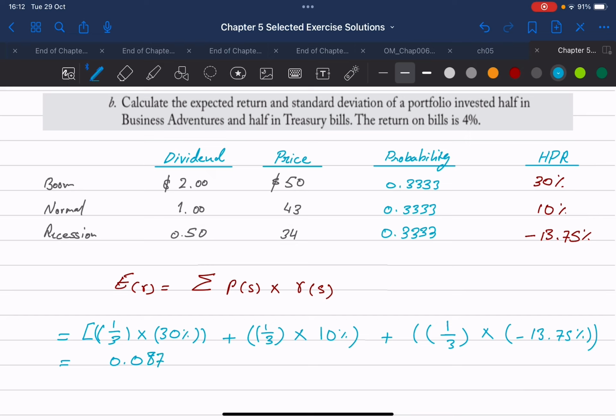Sorry, let me fix that. 0.08749, so we'll just round up, which equals 8.75%. Okay. I took a shortcut here.